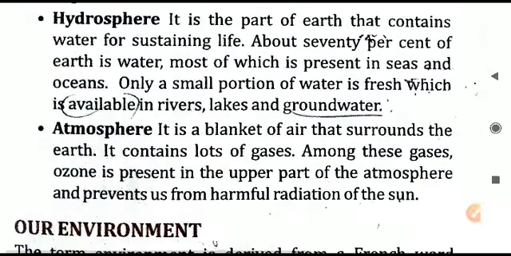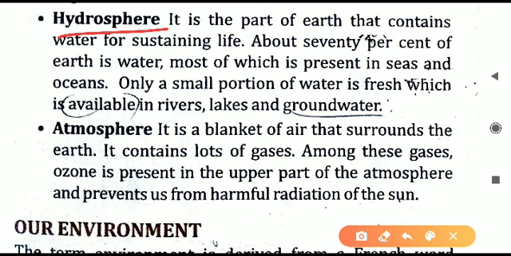After the land here, next is hydrosphere. Hydro is related to water. So the hydrosphere is that part of the earth which contains water, and water is one of the conditions required for life. We have already seen. Now total earth 70% is water only, so we can say 70% of the earth is hydrosphere, that is present in the form of seas and the oceans.